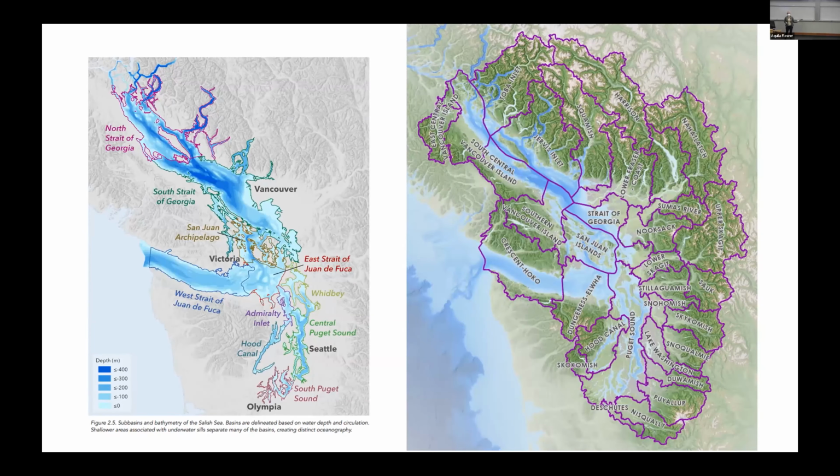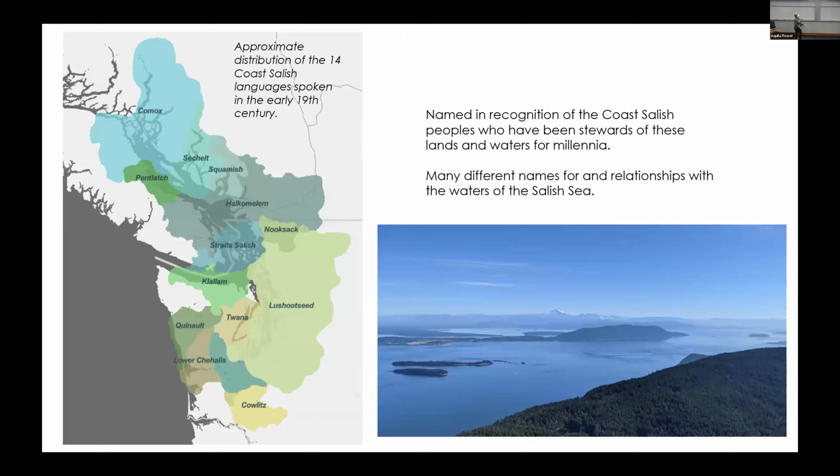Now, a little history of people talking about this place. First of all, I want to clarify that the Salish Sea is named in honor and recognition of the Coast Salish peoples who have been and are stewards of these lands and waters for millennia. This map up here shows the 14 different distinct Coast Salish languages spoken in this region at the time of European contact. Amazing linguistic diversity. So the region is named in honor of the Coast Salish peoples, but it doesn't necessarily act as a translation of an indigenous geographical concept.